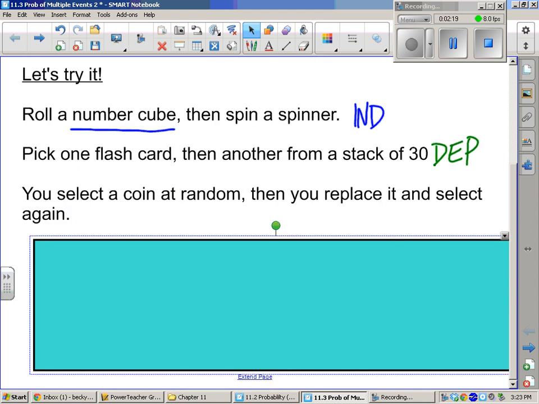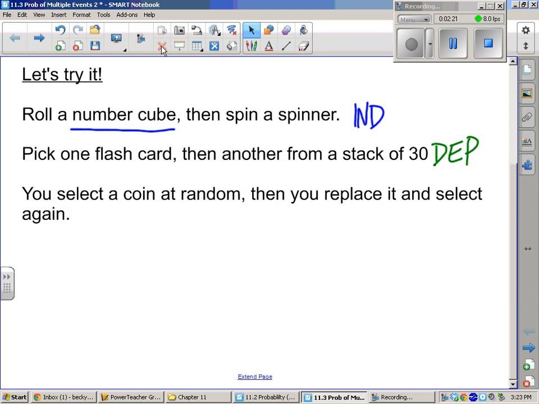Next one, you select a coin at random, then you replace it, and you select again. Ooh, that's tricky because we put it back. Then your total's the same. Yeah. So that'd be independent. They do not depend on each other for their probabilities.